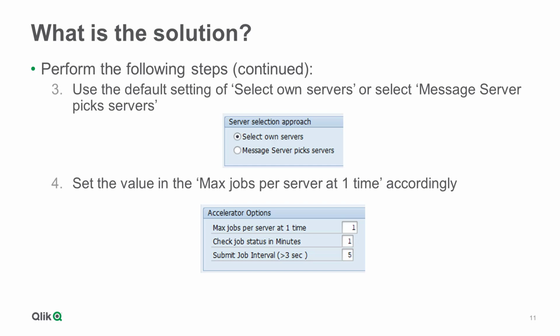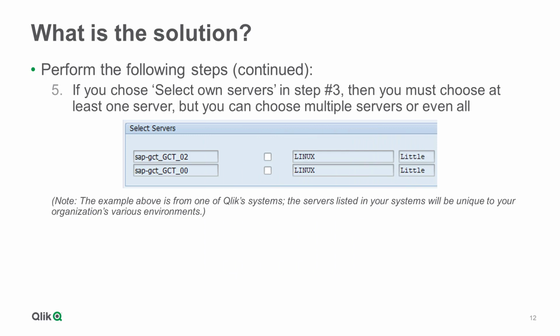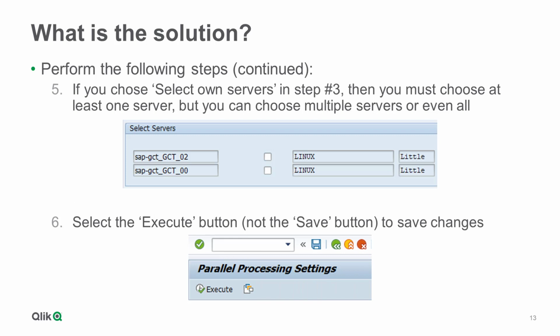Set the value in the Max Jobs per Server at one time field accordingly. Qlik defaults this value to 1, but freely increase it. If you chose the Select Own Servers setting previously, you must choose at least one server, but you can choose multiple servers or even all of them. When finished, you must select the Execute button, not the Save button, to save your changes.